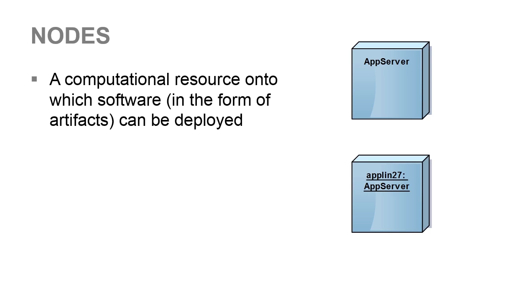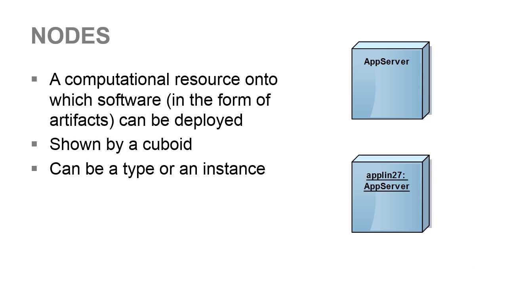There are two subtypes of nodes: devices, which we'll see in this movie, and execution environments, which we'll see in the next. A node is a resource onto which you can deploy software artifacts. A node is shown by a cuboid, or a perspective view of a cube, as it's described in the UML specification. The name of the node is usually shown towards the top.